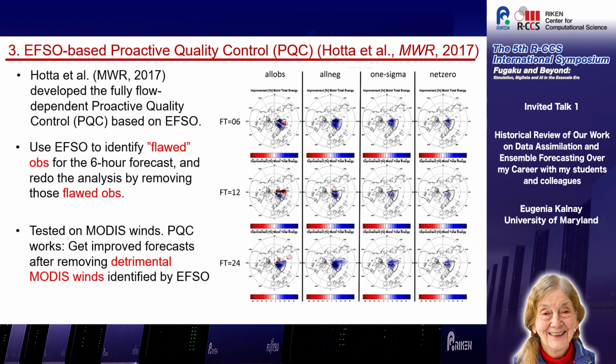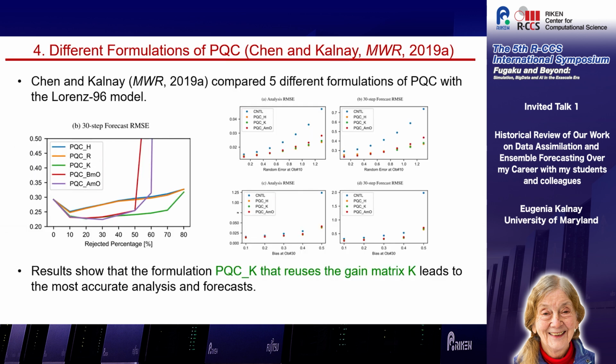With my student Daisuke Hotta, we showed that proactive quality control with modest winds can improve the forecast using the operational NCEP GFS model. With my student Zechun Chen, we developed several formulations of proactive quality control and compared their performance using the low-order Lorenz model.